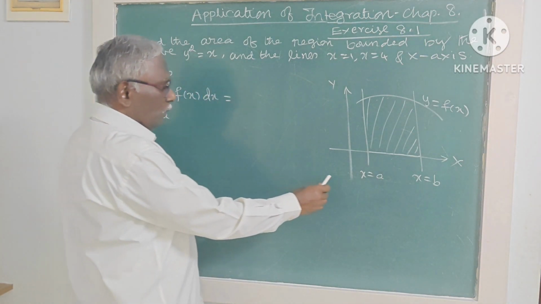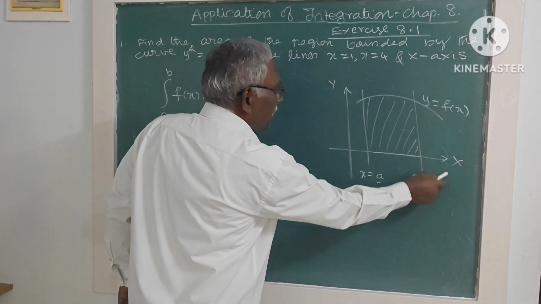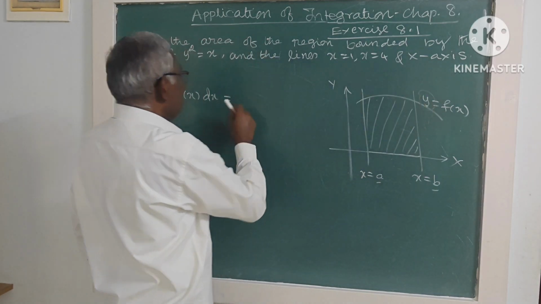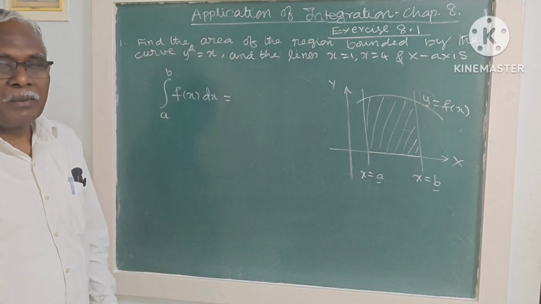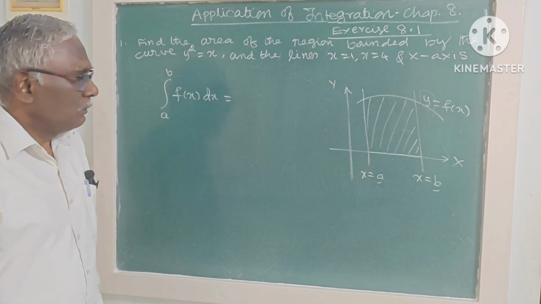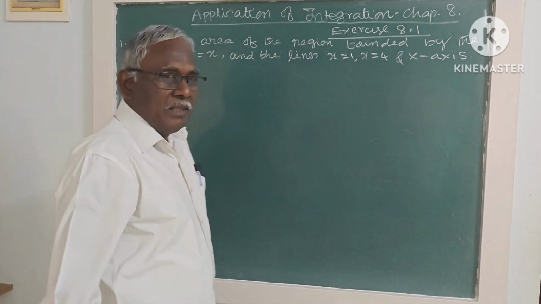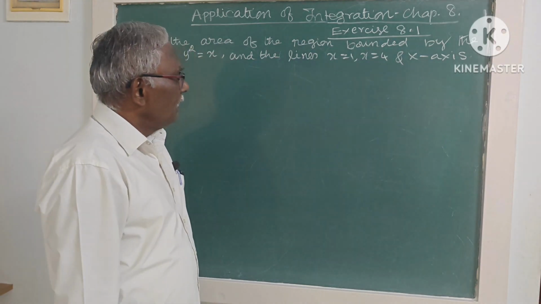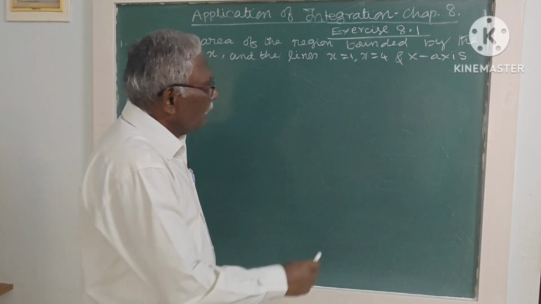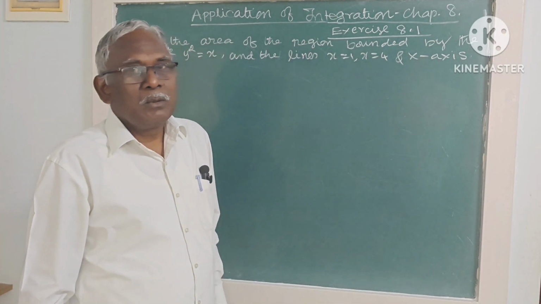So first you should know what is the value of a, what is the value of b, what is y, and we have to integrate and then substitute the upper limit and lower limit to evaluate the area of the region. So before that, let us see how the curves of parabola look like.